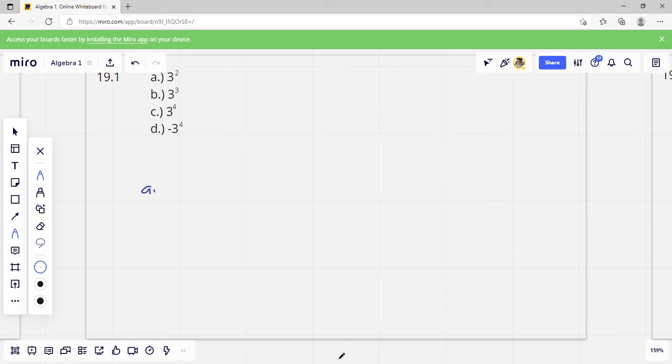So for A, we have 3 squared. That really means 3 times 3, because I have it 2 times. Okay, so that's my exponent, and 3 is my base. Your exponent tells me how many times to multiply my base. So 3 times 3 is 9. So 3 squared is 9.